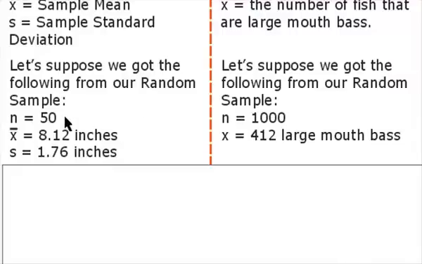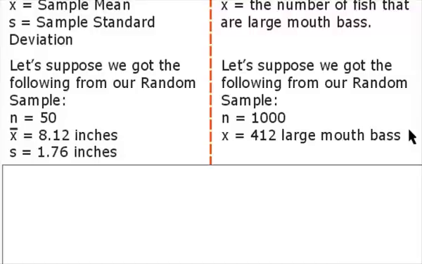So for our quantitative data, we got a random sample of 50 fish, where the sample mean is 8.12 inches and the sample standard deviation is 1.76 inches. For our binary data, we got a random sample of 1,000 fish, and 412 were largemouth bass.